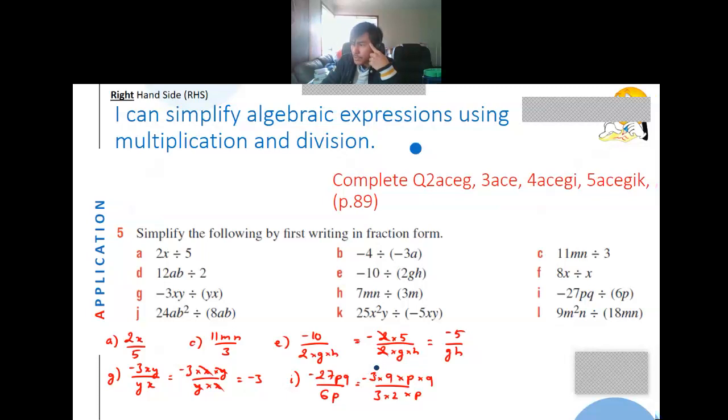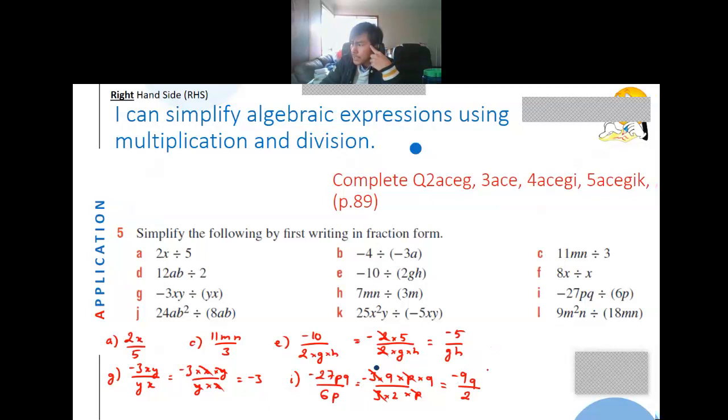So here we got 3 at the top, 3 at the bottom. We can cancel this. Cancel, cancel. Then P as well. Cancel, cancel. So what do we have left? Well, at the top, we still have the negative, so it's going to be negative 9. And then Q, and at the bottom, we just have 2.